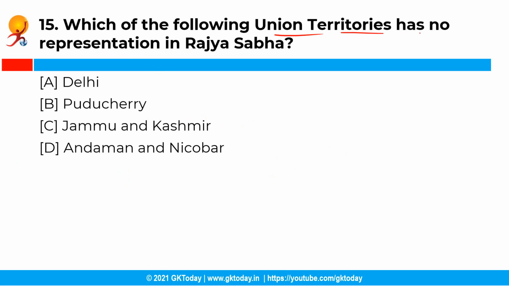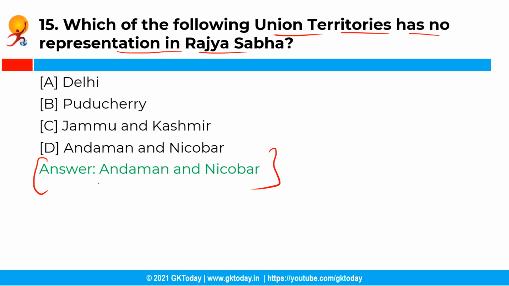Now the next question is, which of the following union territories has no representation in Rajya Sabha? So you have the following options and the correct answer is option D, that is Andaman and Nicobar. So only 3 union territories out of 8, Delhi, Puducherry and Jammu and Kashmir, have representation in Rajya Sabha, and the population of the other 5 union territories is too small to have any representation in the Rajya Sabha.